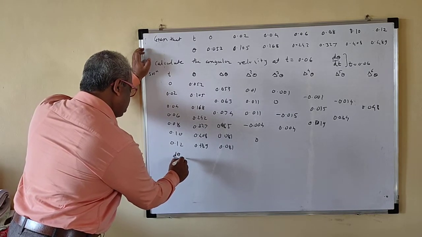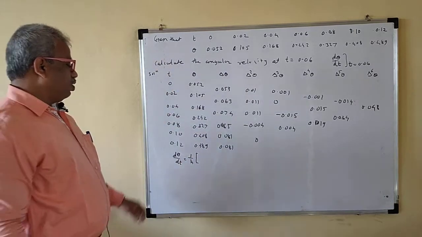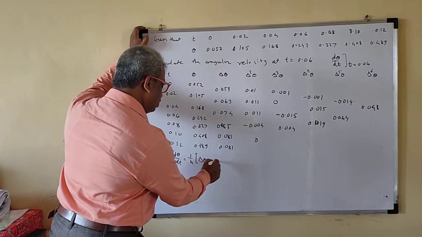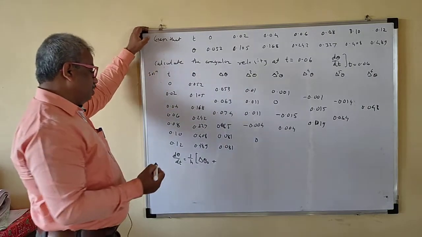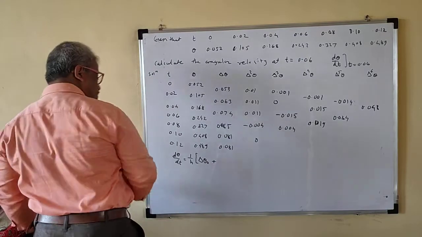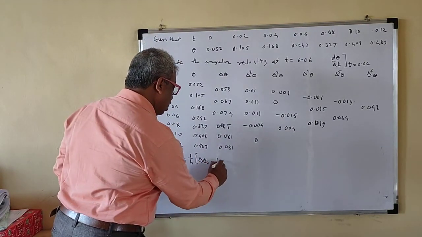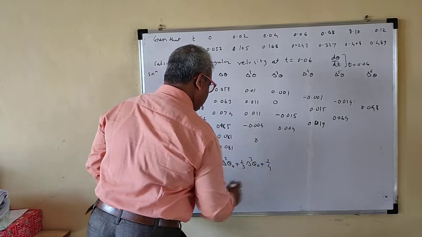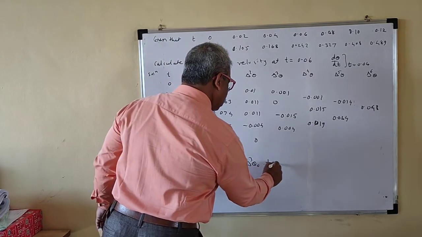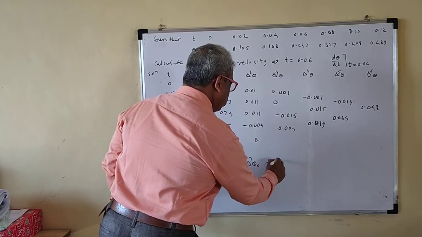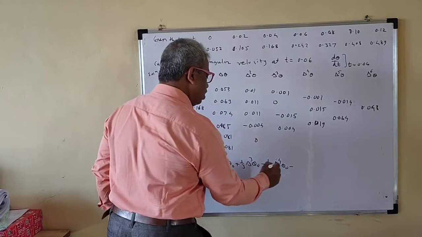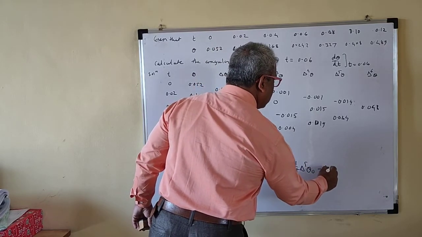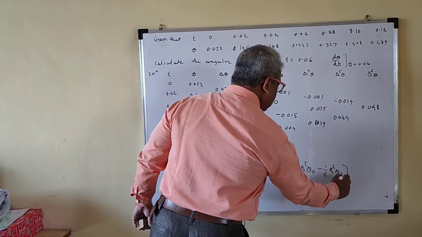Instead of dy by dx, we'll write in terms of d theta by dt. We'll write the formula: 1 upon h times del theta naught, here instead of y there is theta, minus 1/2 del square theta naught plus 1/3 del cube theta naught minus 1/4 del to the power 4 theta naught plus 1/5 del to the power 5 theta naught, and plus del to the power 6 theta naught term. Okay, this will be the formula.